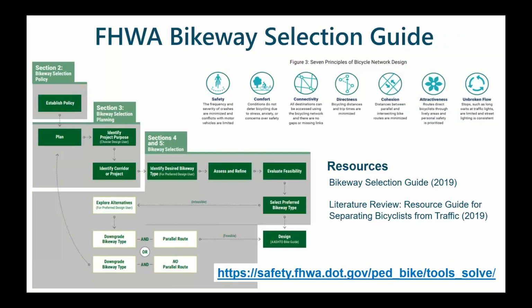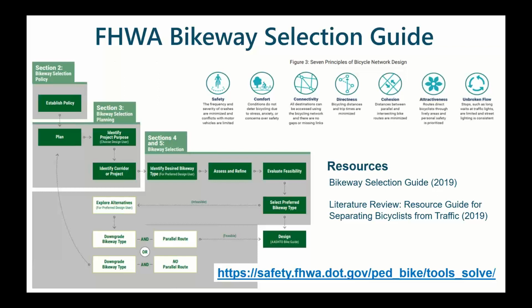In the guide itself, there's also some really important decision-making processes that I don't want to overlook. The flowchart has been really instrumental to helping agencies understand that essential part where after you've selected that preferred bikeway type, you spend some time assessing and refining and evaluating feasibility of the bikeway types. Every site has its own set of constraints and every location is going to present different challenges. So the Bikeway Selection Guide also provides some helpful guidance on that and ultimately ties it back to some of the key principles for network design like you see at the top.